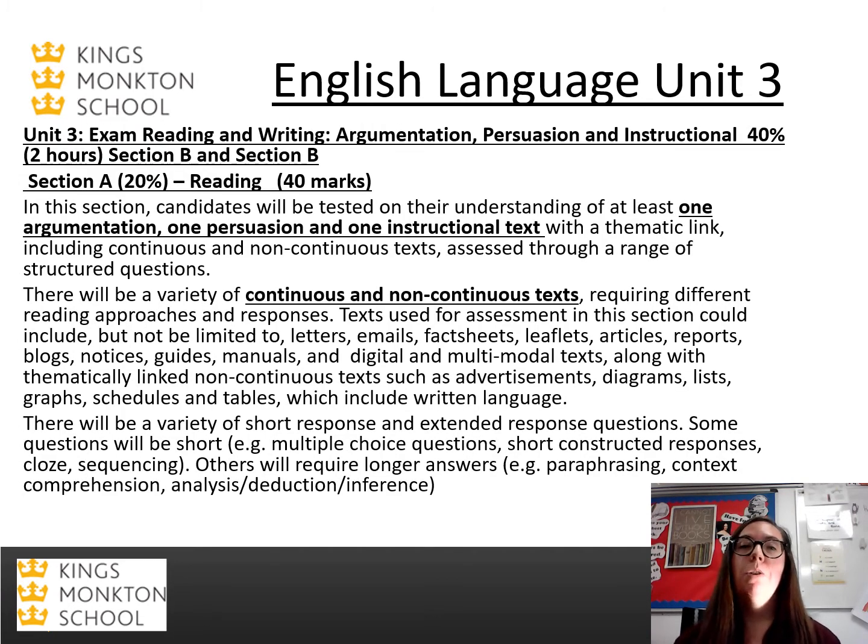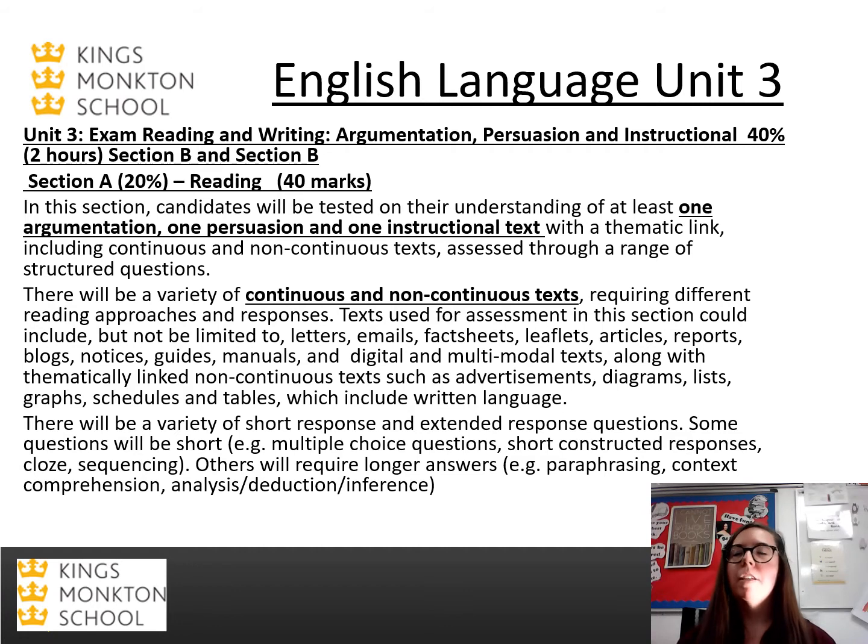English Language Unit 3. Now, Unit 3 is the second exam within the English Language GCSE, and it is a reading and writing exam on argumentation, persuasion, and instructional texts. Again, it is worth 40% of the overall qualification. The exam is 2 hours in length, and there is a section A and a section B.